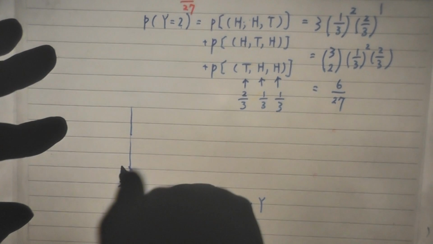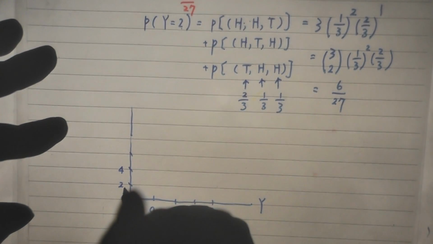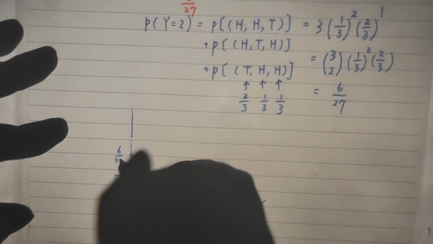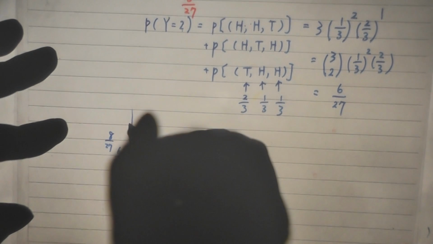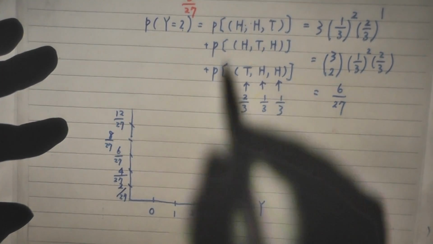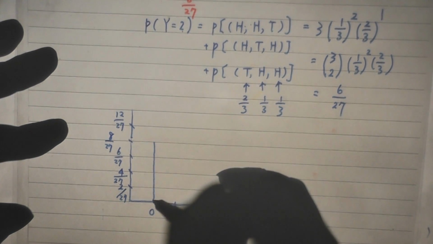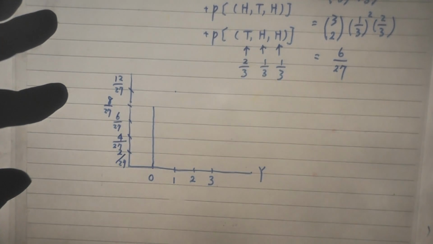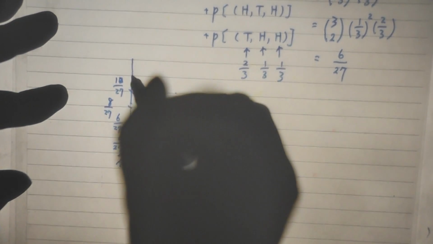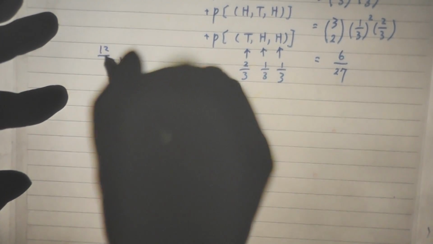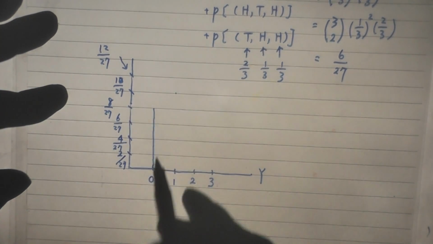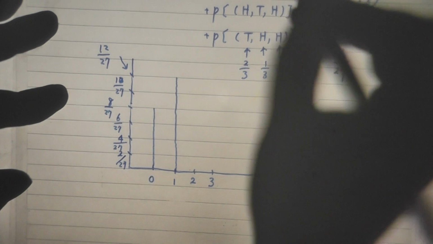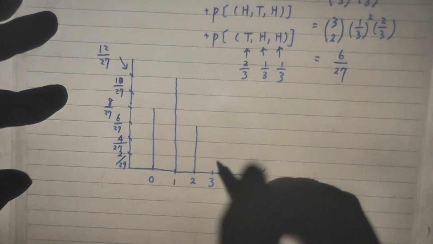So suppose this is 2, this is 4, this is 2 out of 27. This is 4 out of 27. This is 6 out of 27. And this one is 8 out of 27. And this one is 12 out of 27. Y equal to 0 is 8 out of 27. So this is a height. And y equal to 1 is 12 out of 27. I think I make a mistake here. This is 10 out of 27, and this is 12 out of 27. 8 out of 27 is this much. And then 12 out of 27 is this much. And next one, 6 out of 27. And the last one, 1 out of 27.